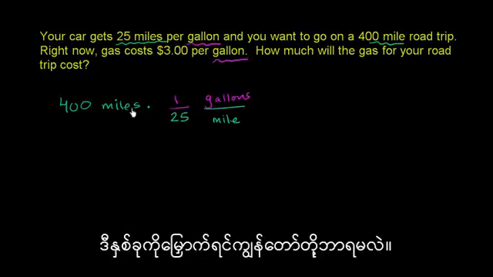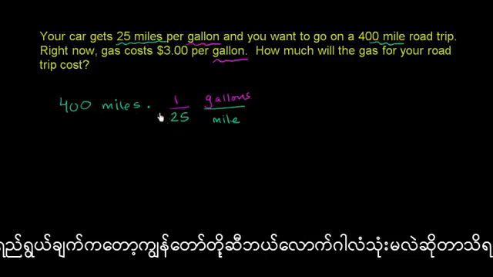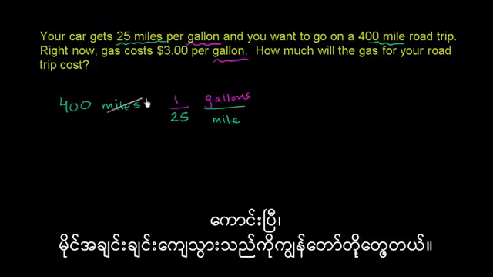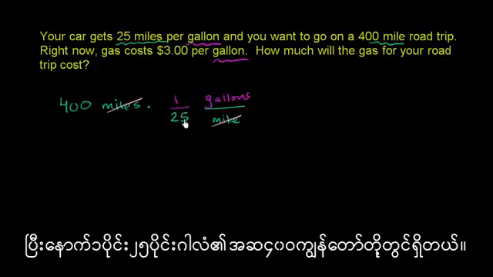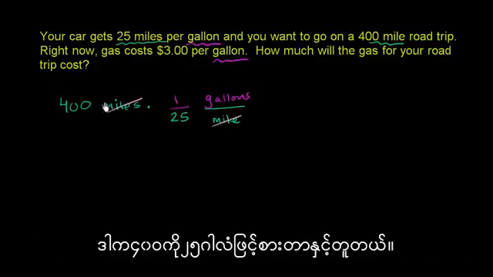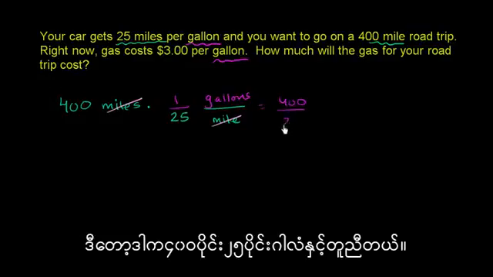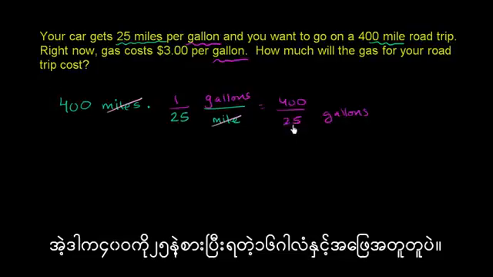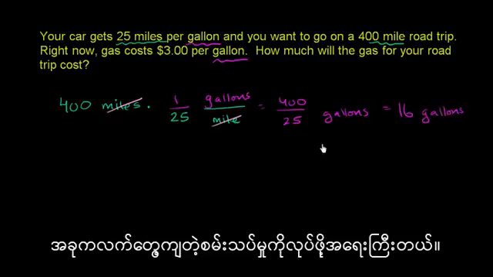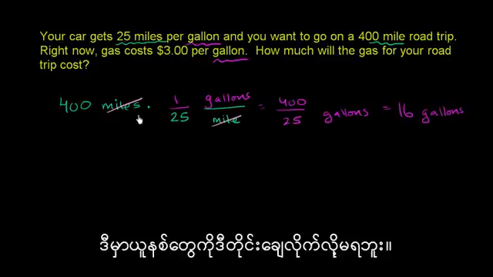Now, what do we get when we multiply these two things? The whole purpose was to figure out how many gallons we're going to use. Well, we see that our miles cancel out with miles, and then I have 400 times 1 over 25 gallons, which is the same thing as 400 divided by 25 gallons. So 400 divided by 25 is equal to 16 gallons.